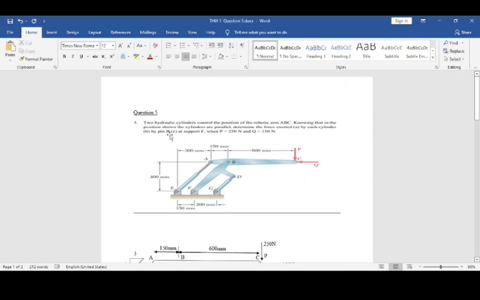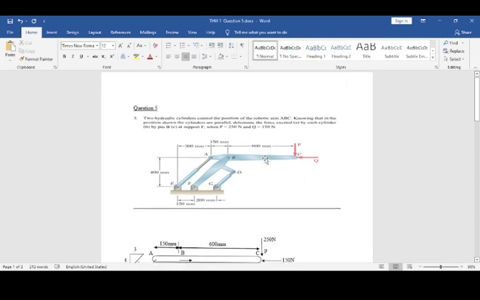So right now I'm going to explain question number 5. The question is: hydraulic cylinders control the position of the robotic arm A, B and C. Knowing that in the position shown the cylinders are parallel, determine the force exerted by each cylinder, by pin B, and at support F, when P is 250 Newton and Q force is 150 Newton.